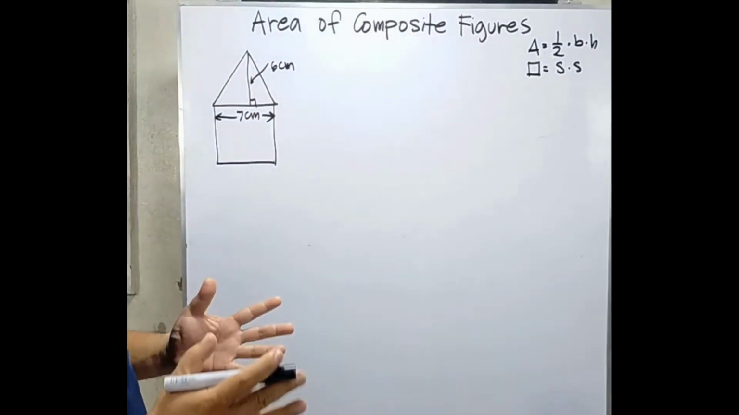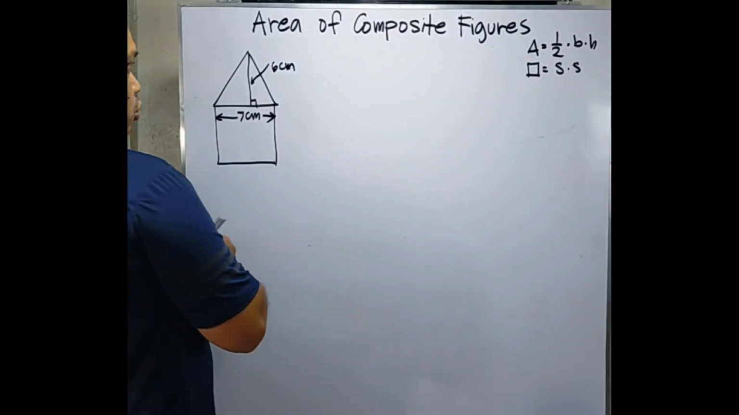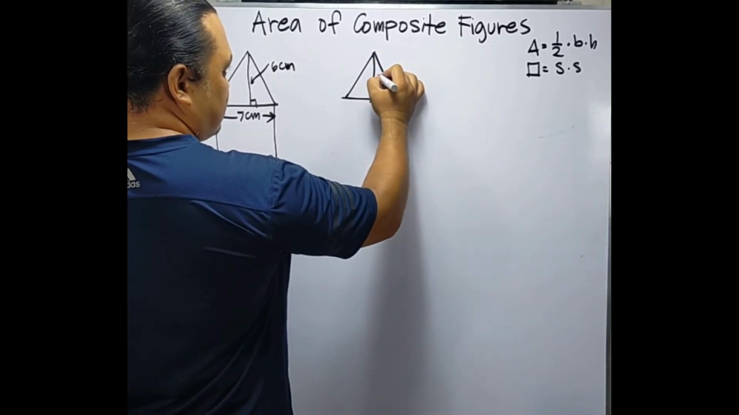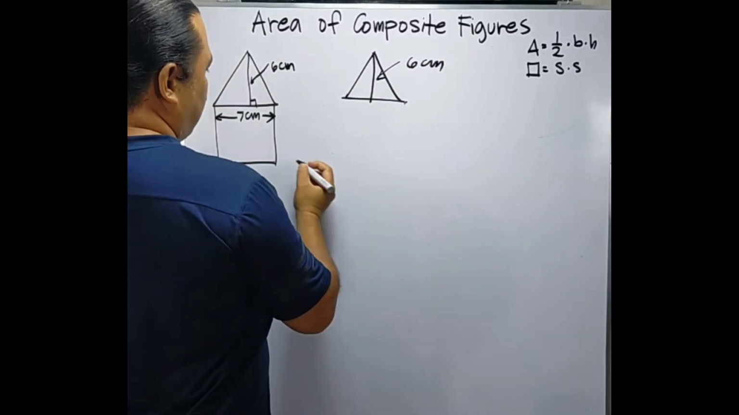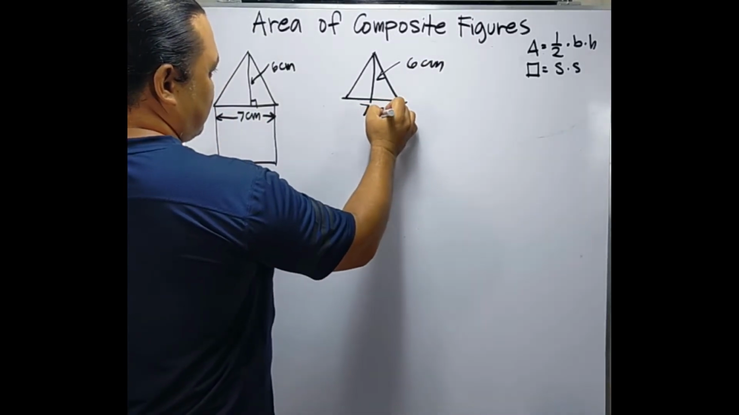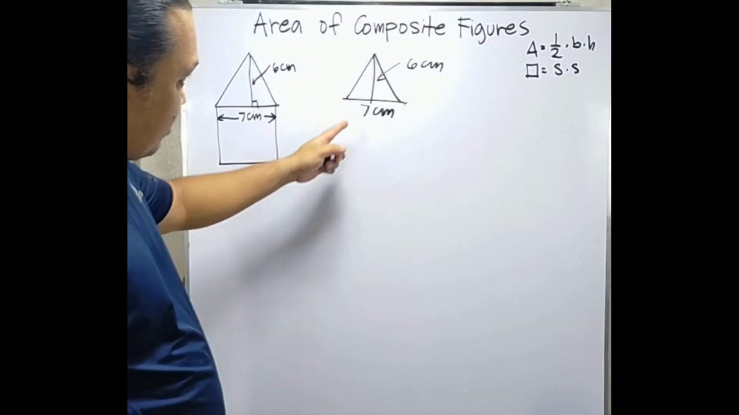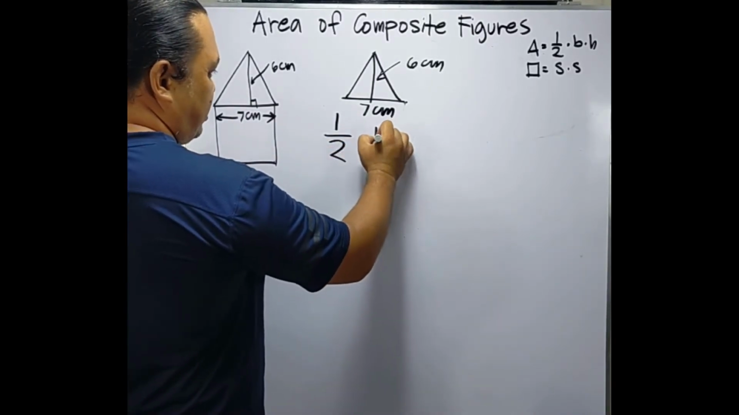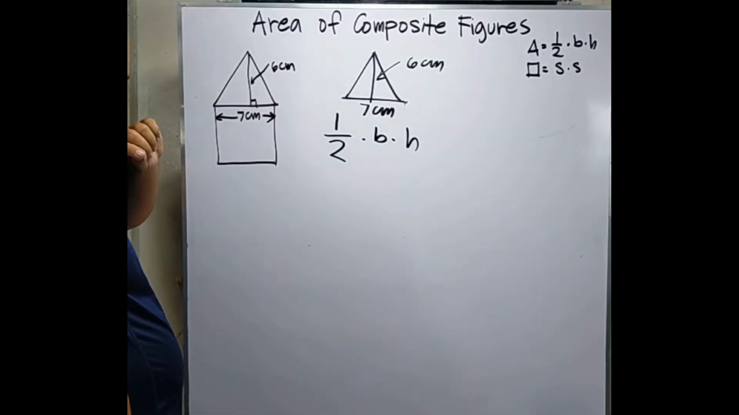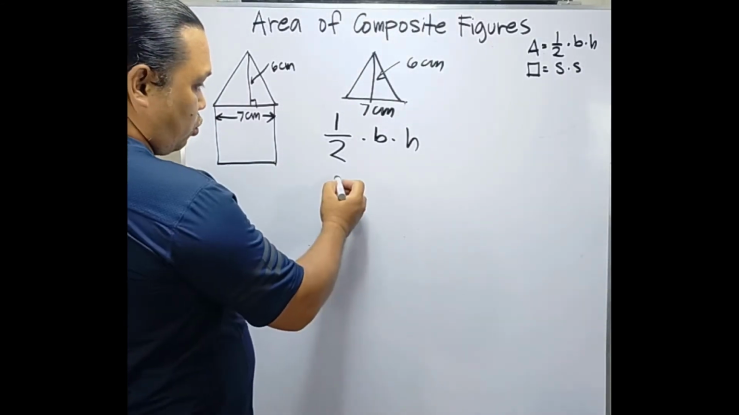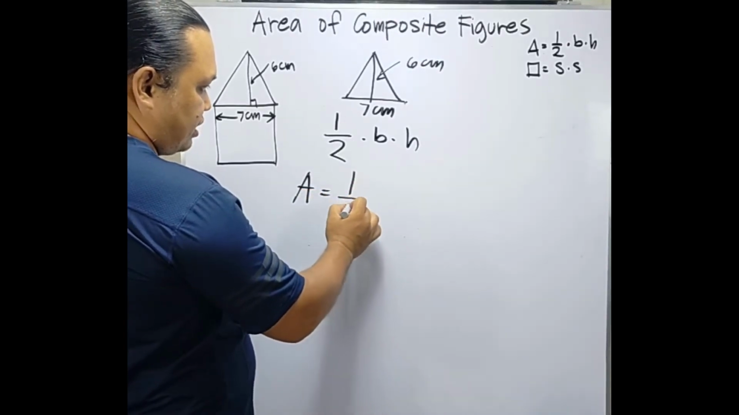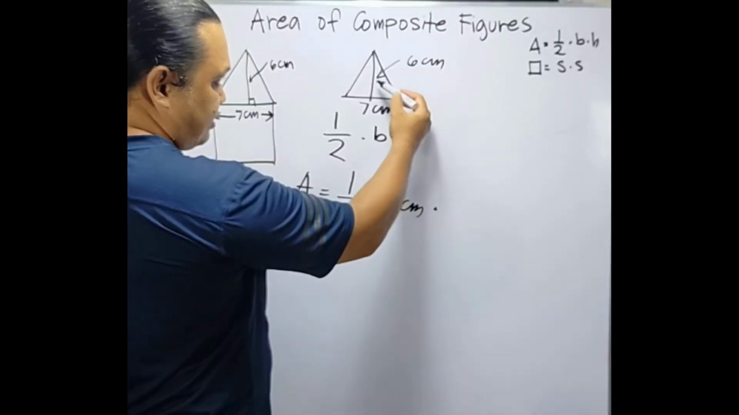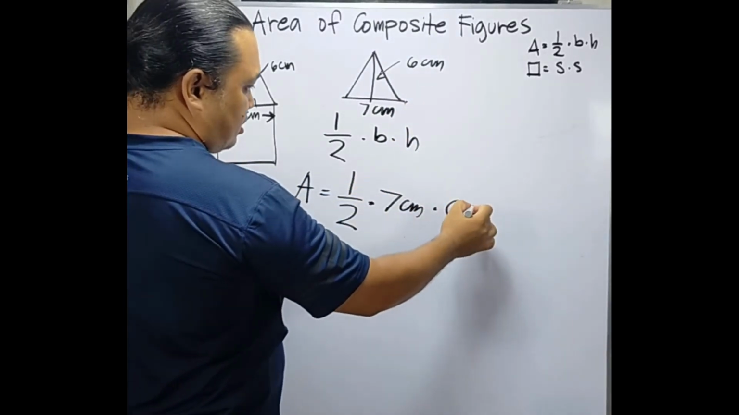First, let's get the area of the triangle. If we separate the triangle, the height is 6 centimeters and the base is 7 centimeters. To get the area of the triangle, we use the formula 1/2 base times height. Then we substitute. The area of the triangle is equal to 1/2, where our base is 7 centimeters, while our height is 6 centimeters.